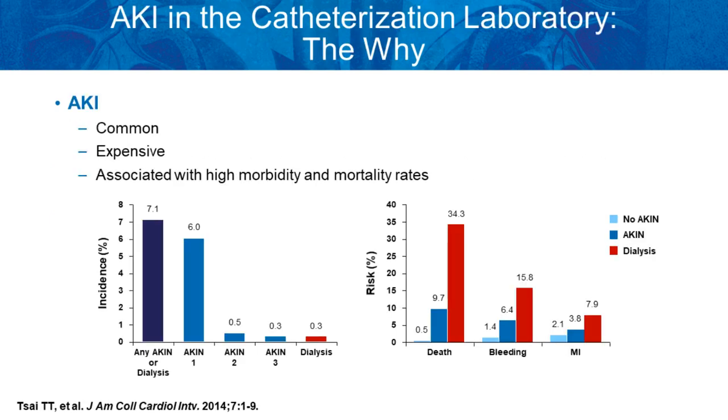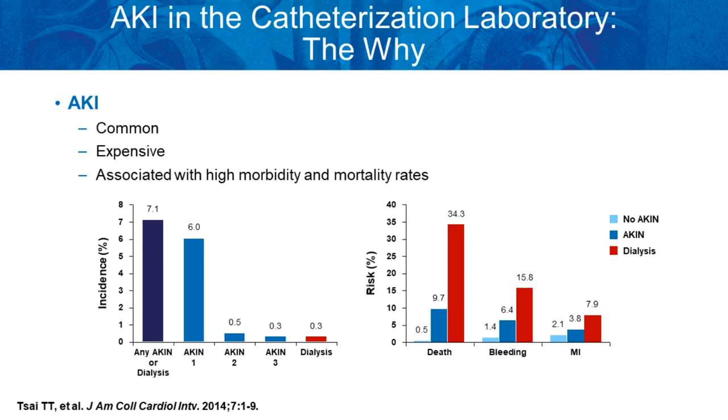So you might wonder, why do we care about contrast thresholds? And you have to go back to the patient who's going to get exposed to contrast is at risk for acute kidney injury. Acute kidney injury is a common problem in the cath lab. These are data from Dr. Tom Tsai and his group looking at the NCDR registry, and we have over 1 million patients, all hospitals or almost all hospitals in the United States. And what you can see is about 7% of patients will develop acute kidney injury or go on dialysis.